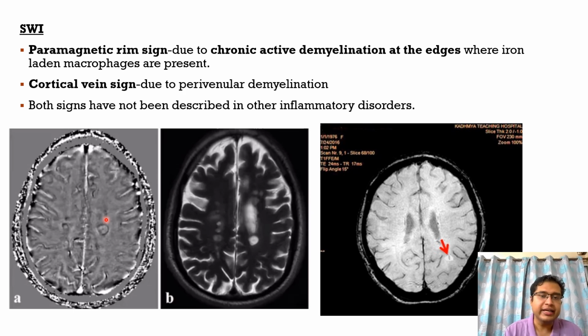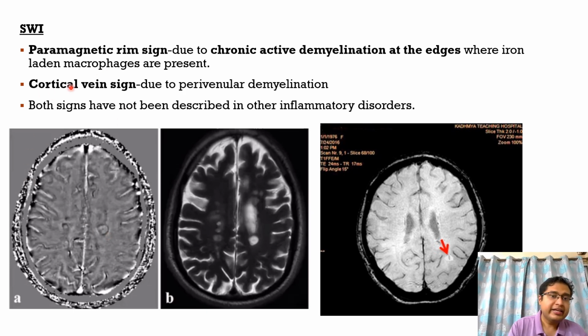And what does it indicate? It indicates chronic active demyelination at the edge. This is very important. A chronic lesion, which is appearing as a black hole on T1 weighted images, will demonstrate this particular sign, that is the paramagnetic rim sign. And if this sign is present, that means that lesion is actually active. And why is this sign seen? It's because of the iron-laden macrophages that are present in the periphery, which give this hyperintense signal.